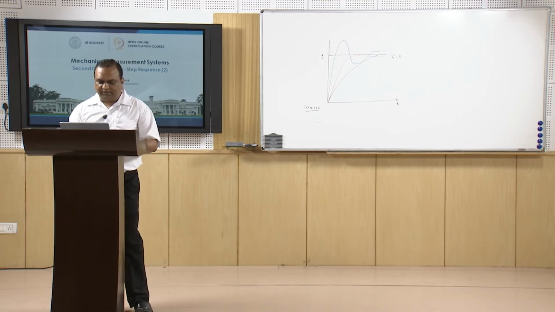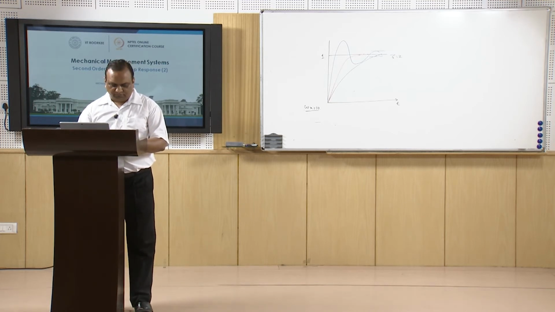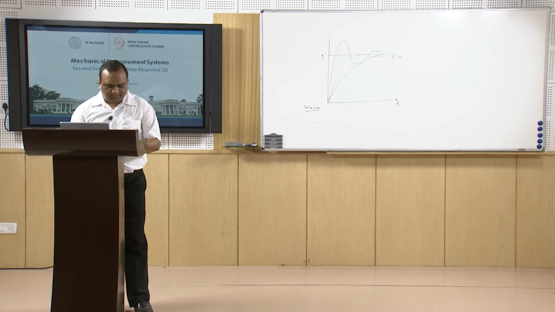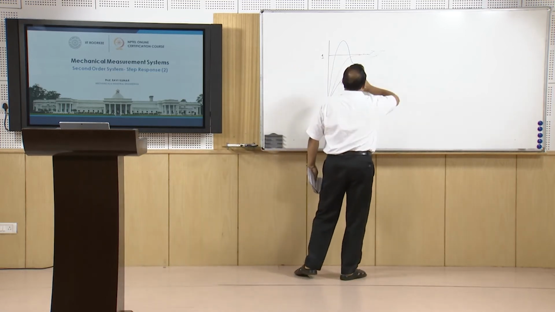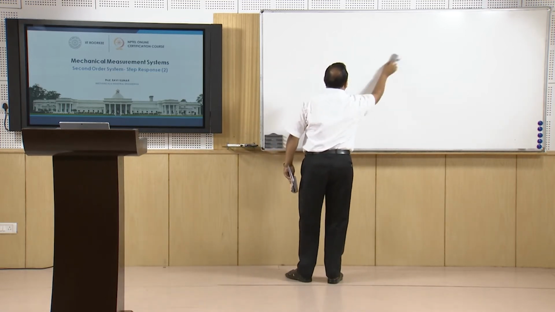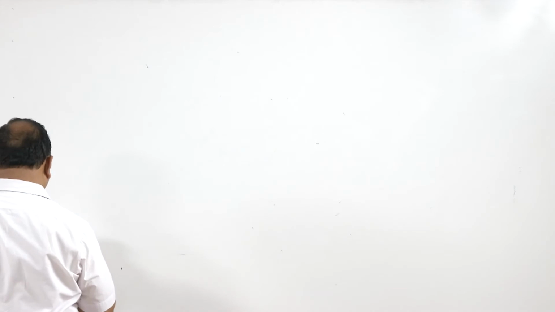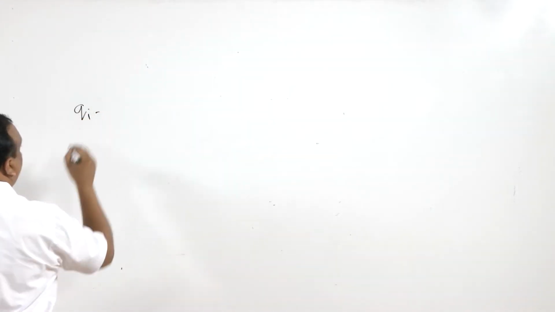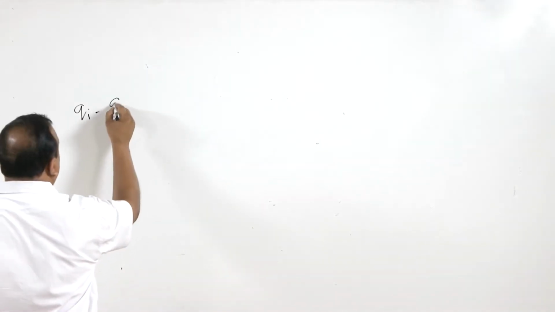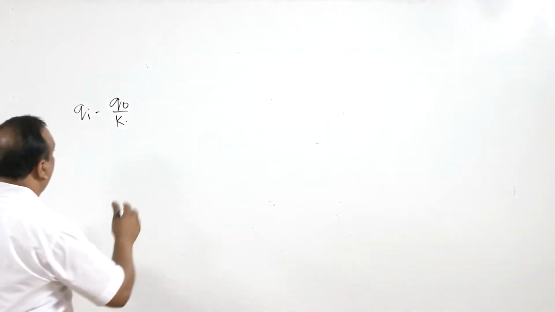Now suppose in a second order system, zeta is equal to 0. Sorry, we'll start with this: error in measurement, dynamic error in measurement by second order systems. If you want the dynamic error in the measurement, that is equal to Qi minus Qo by K.